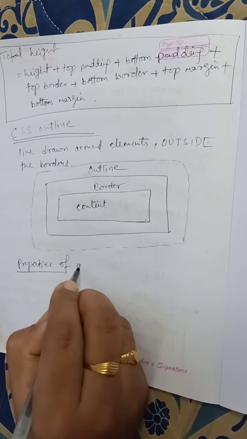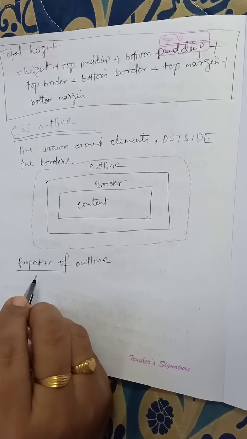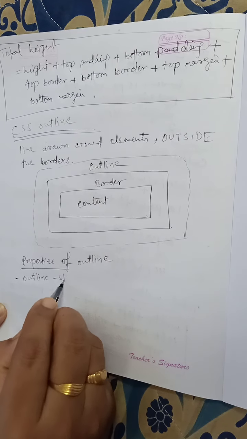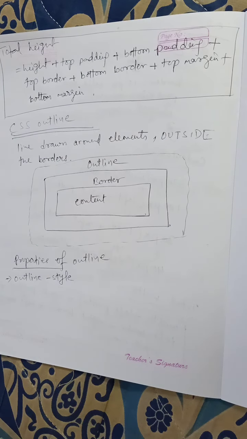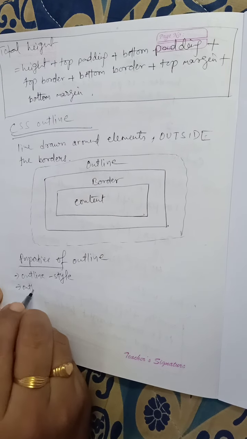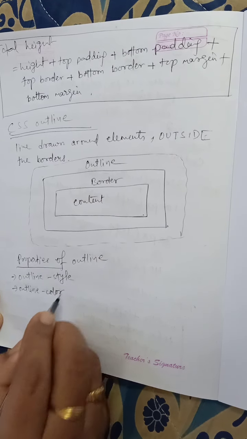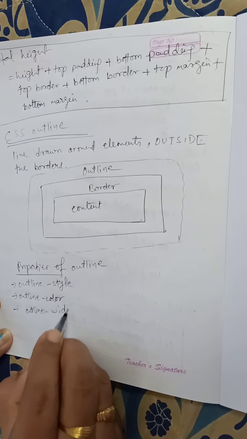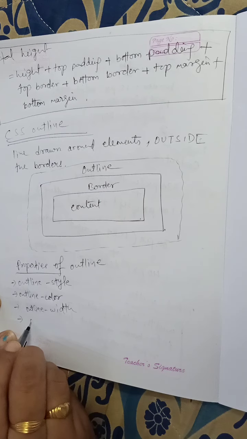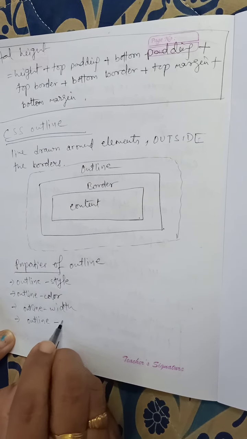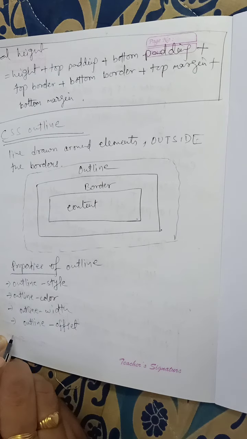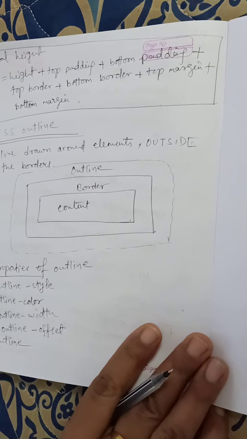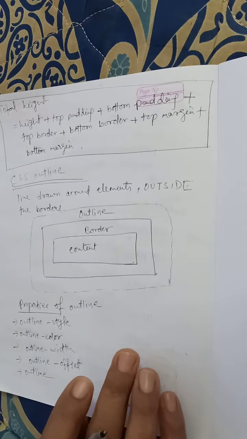Okay, so the properties are outline style, outline color, then we have width, offset, and outline. Okay, now what is the difference between outline and border?